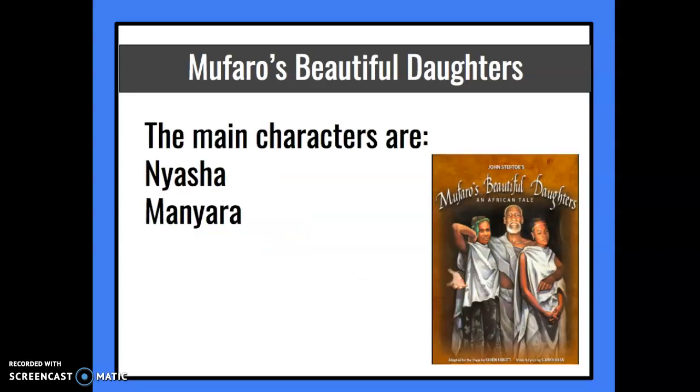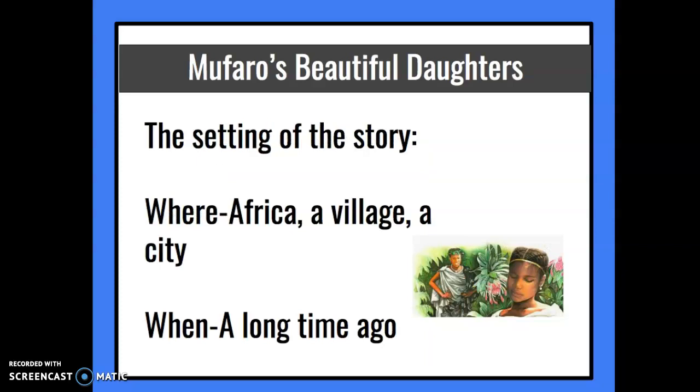So in Mufaro's Beautiful Daughters, the main characters are Nyasha and Manyara, and they are sisters. The setting of the story is it takes place in Africa. It takes place in a village in Africa where there's a farm, and it also takes place in the city. And when did it happen? It was a long time ago.